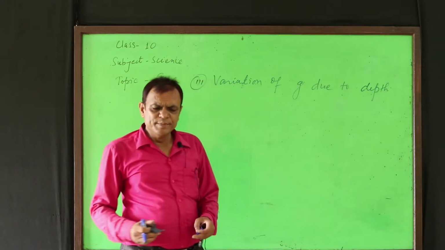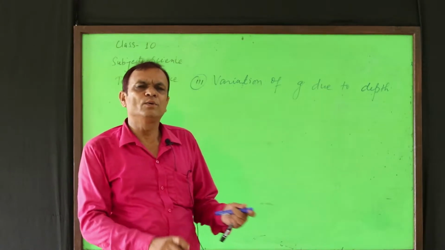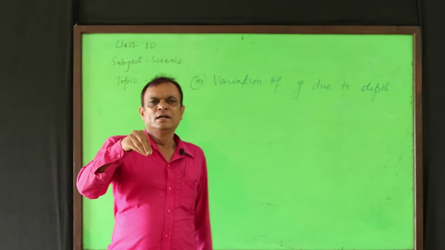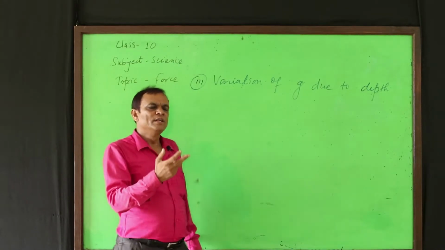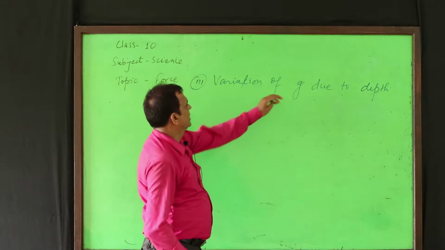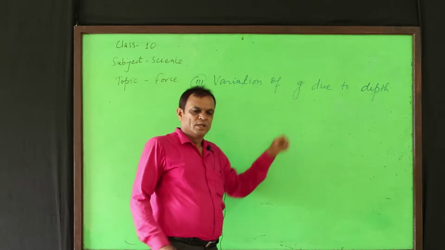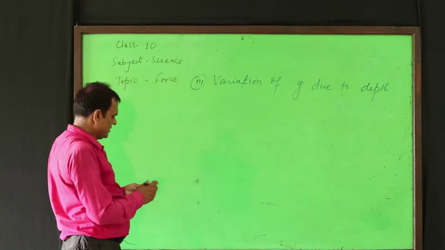Due to depth. It means what will happen when we go inside the earth's surface. What will happen to the value of small g? It is not given in your book. Please watch carefully. See here.